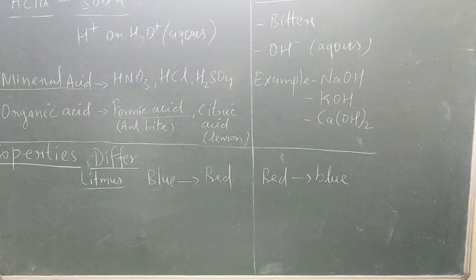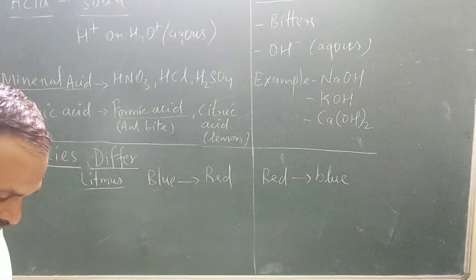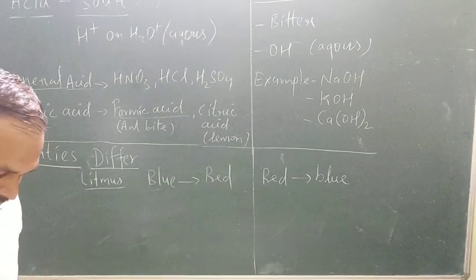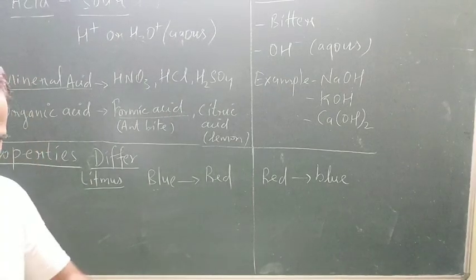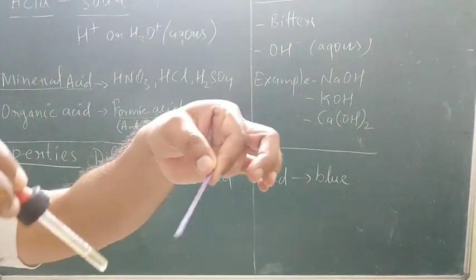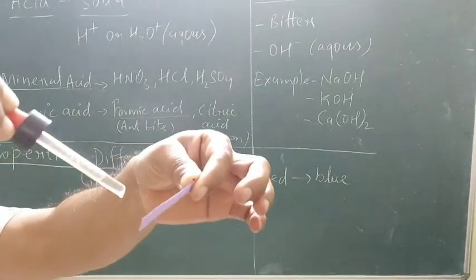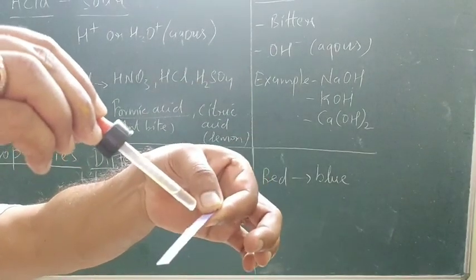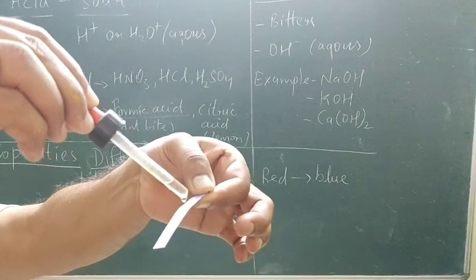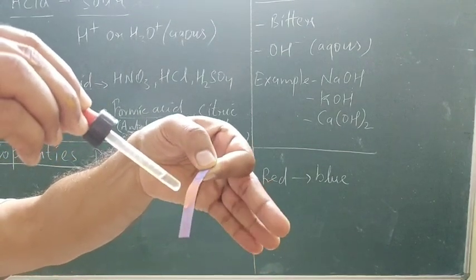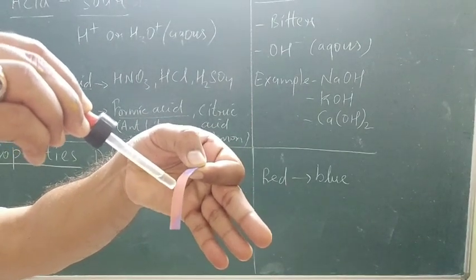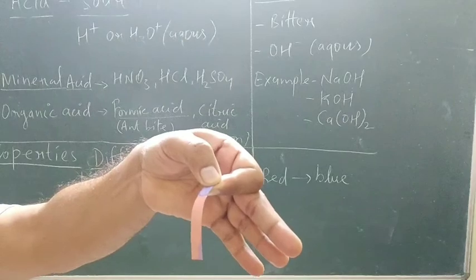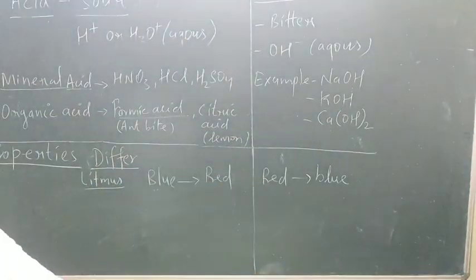Similarly, I have another solution of an acid. Let's see whether it is turning blue into red or not. You can clearly see it is changing into red, right? So this is the litmus paper test.